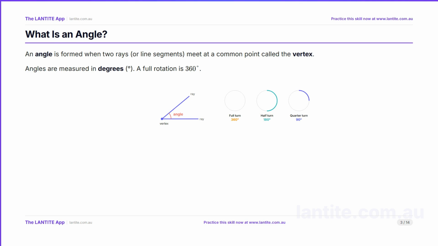An angle is formed when two rays meet at a common point, called the vertex. We measure angles in degrees. A full rotation around a point is 360 degrees, a half turn is 180 degrees, and a quarter turn is 90 degrees. The size of the angle tells us how far one ray has rotated from the other.